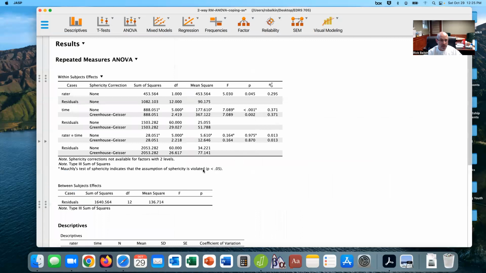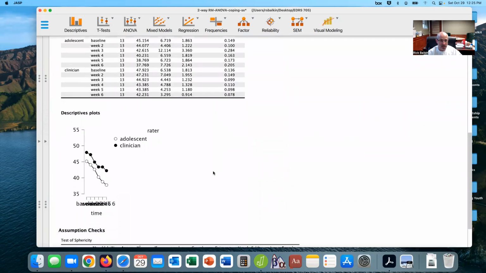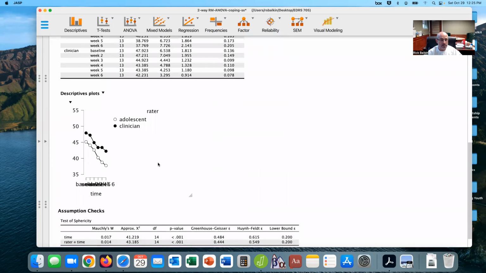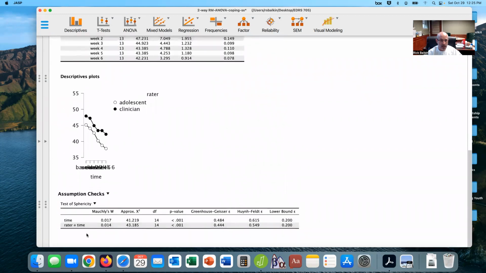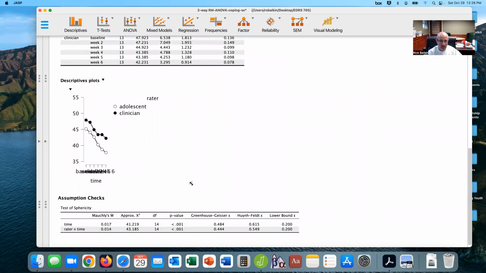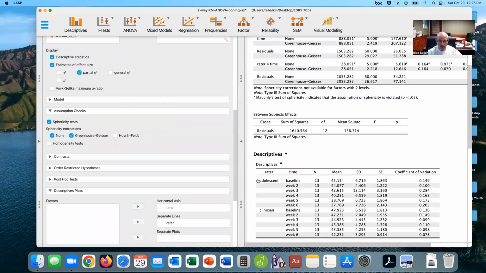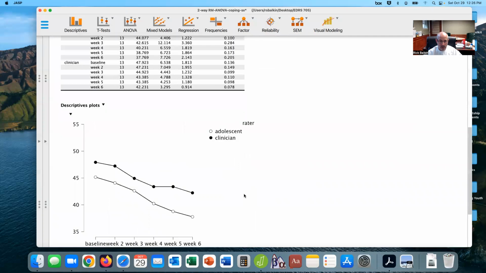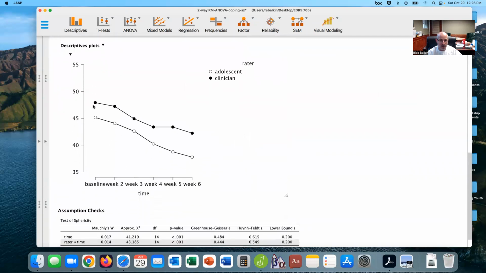So the first thing I do is I look at that sphericity assumption, and let's go down here, and you can see that I violated the sphericity assumption, which means I'm going to have to look at the Greenhouse-Geisser option when I'm evaluating this. Here's my graph, and we can see both adolescents and clinicians note a decrease in symptoms over time, but that the clinicians rate the adolescent symptoms higher than what the adolescents self-report.